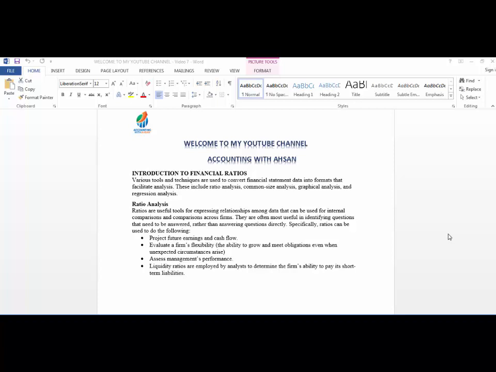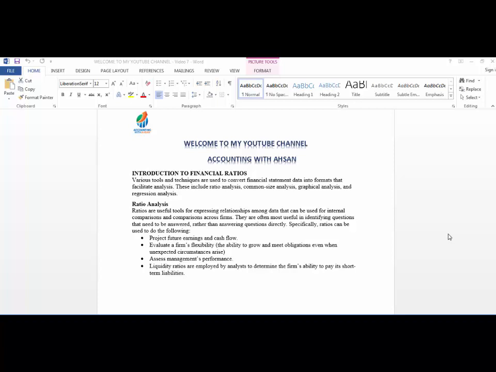Basically, the ratio analysis is based on four simple steps. The first step is based on liquidity ratios, and the second one is based on activity ratios. The third one is based on profitability ratios, and the fourth one is based on solvency ratios.